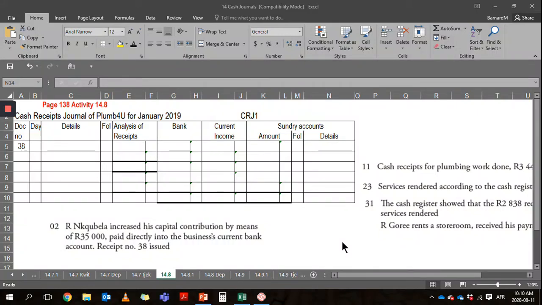Good morning, grade 8s. Today we're going to look at activity 14.8 on page 138.